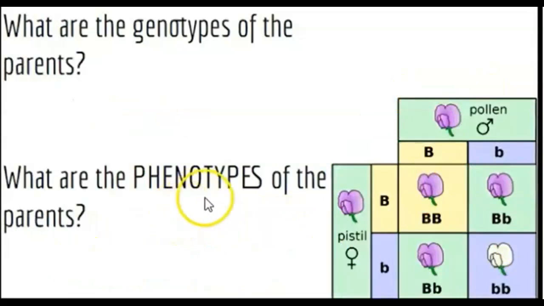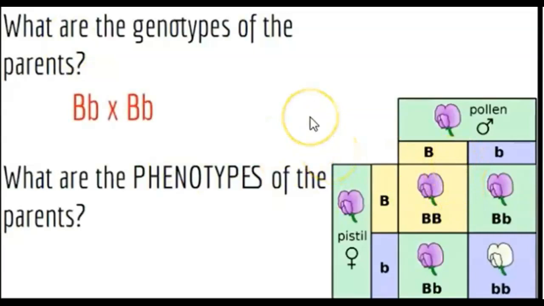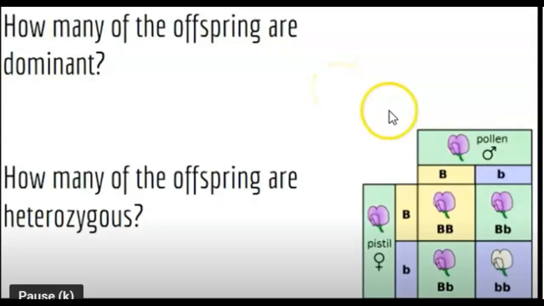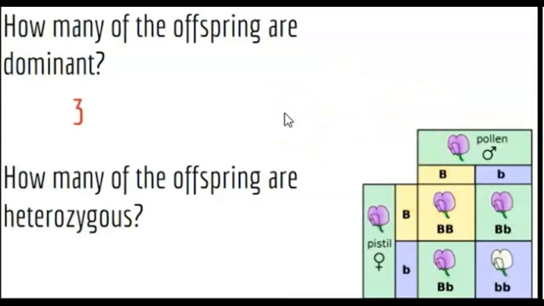What are the genotypes of the parents? So again, can you write this down before I tell you, or pause the video and see if you can answer these 2 questions? The parents are both heterozygous, and the phenotypes are both purple. How many of the offspring are dominant? You're going to take a look at that box and tell me how many of the boxes are capital, right? You have 3. How many of the offspring are heterozygous? Which means different. So I have 1 here and 1 here, so your answer is 2.